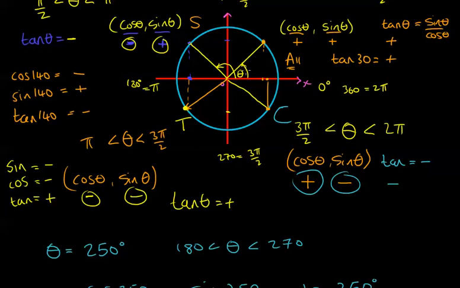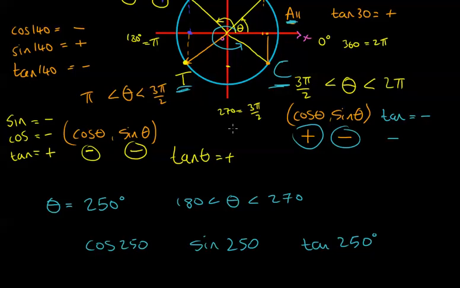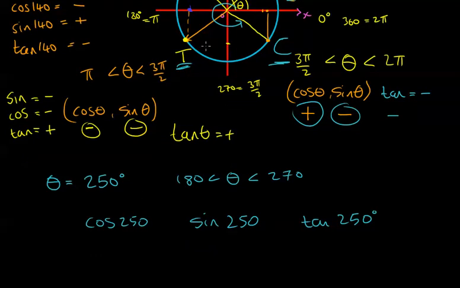The way I remember the four quadrants is: all of them are positive in the first, only sine is positive in the second, only tan is positive in the third, and only cosine is positive in the fourth. The way I remember is All Silly Turtles Crawl. That's how I remember the ASTC to determine which one's positive. So 250 is in the T quadrant. It's an angle bigger than 180 but less than 270, so the only one that's going to be positive in this quadrant is tan, and the other two are negative.